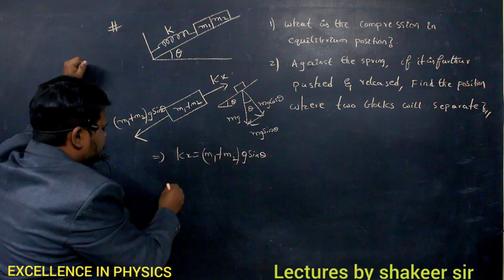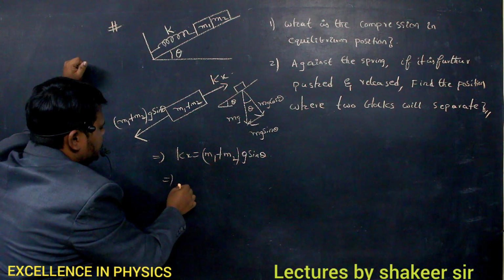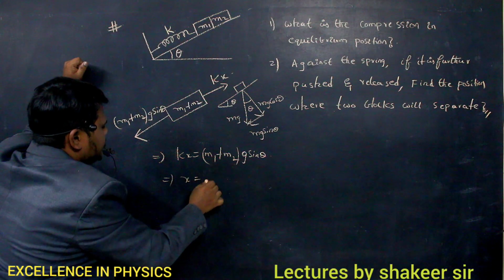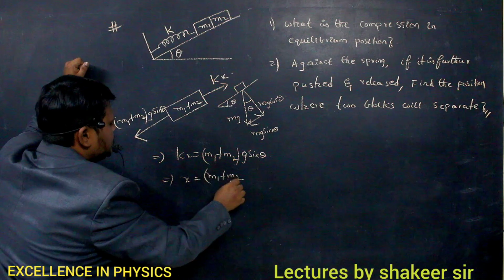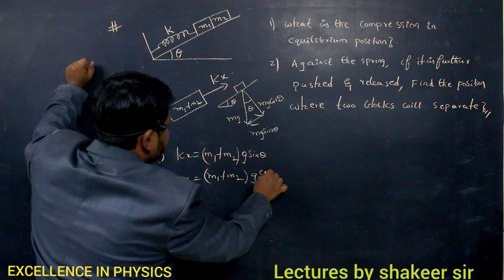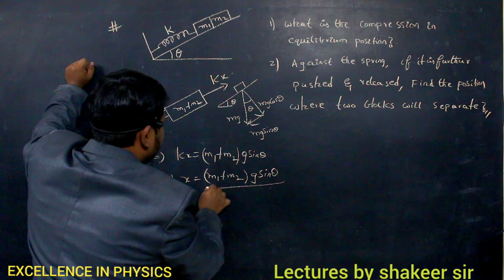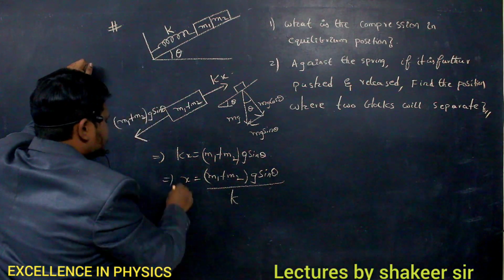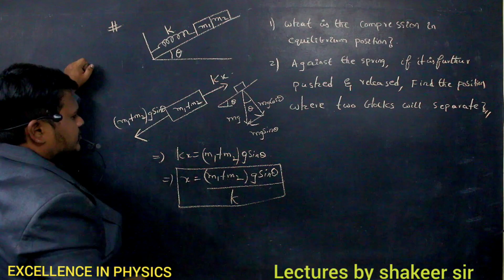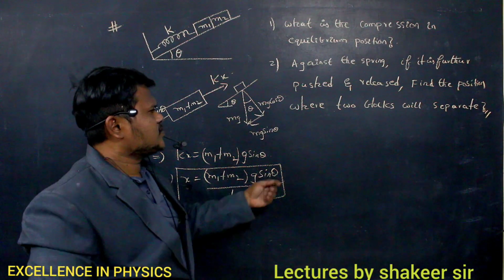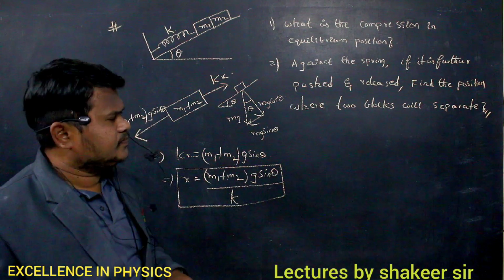Clear? So what is the x value? x is the compression produced in the spring, so it can be written as m1 plus m2 into g sin theta divided by k. Clear? So this is the initial compression produced in the spring. Okay. Now we are supposed to answer the second question also.